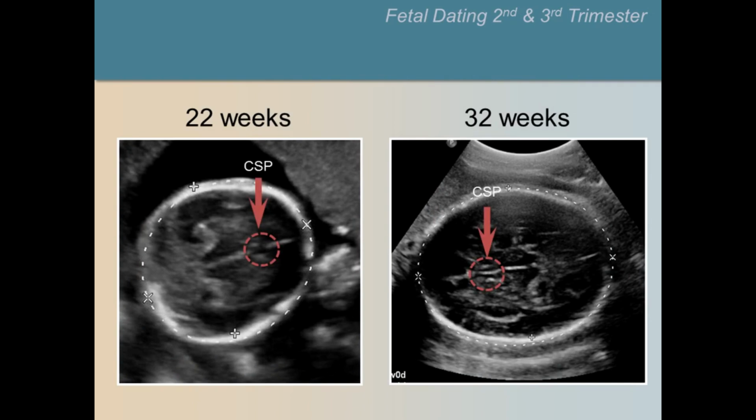We have outlined the CSP in both images to make it more obvious. On the left, it looks more like a black box than 3 white lines. Both images are accurate levels for BPD. Can you find the thalamus in each image? Please pause the video now to invite the group to find the thalamus in each image.